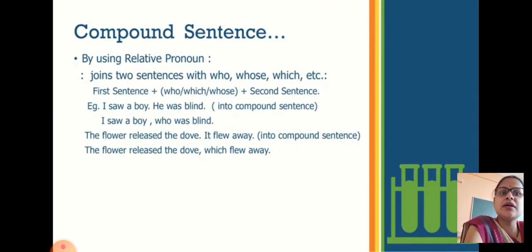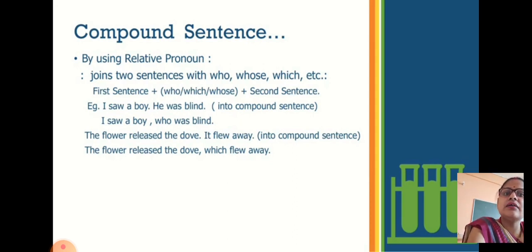How will you make compound sentences by using the relative pronouns? Relative pronouns are who, whose, which, etc. Right now we have learned one more sentence, just before 2 slides, where we have used who. The same way the formula will work: first sentence plus who, which, whose, and the second sentence. I saw a boy, he was blind. So I saw a boy who was blind.